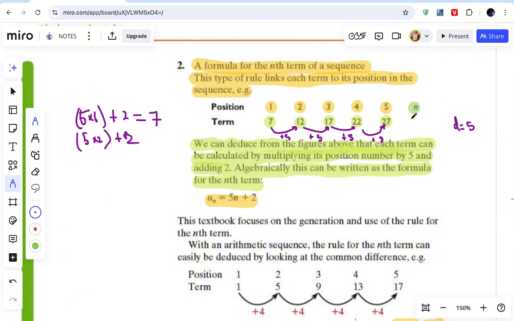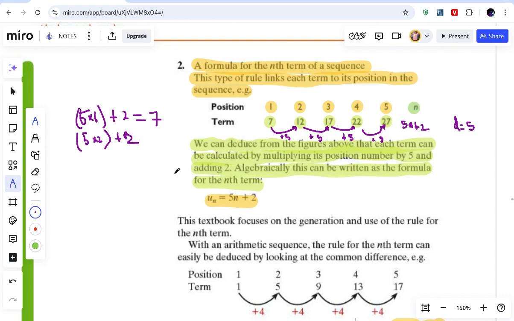So since I already know it, the n term will now be what? 5 times n, which is 5n, plus 2. 5n plus 2 finishes my n term. That will be the n term. You see? It's easy. 5n plus 2.